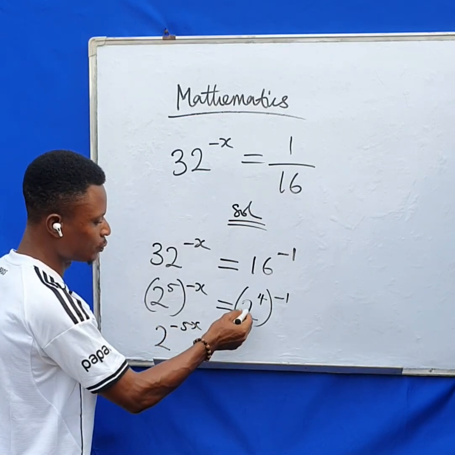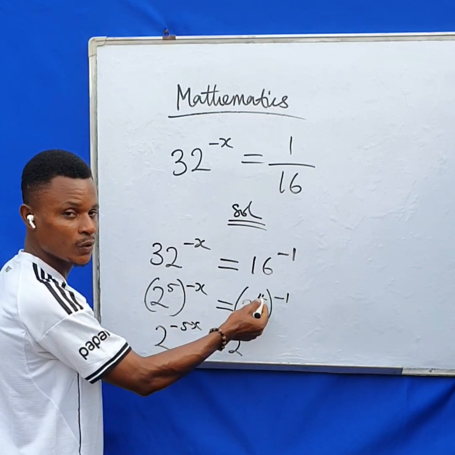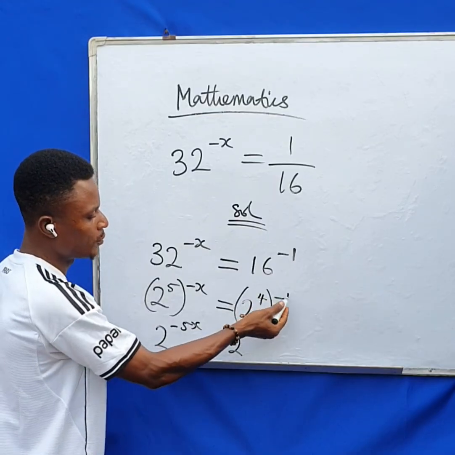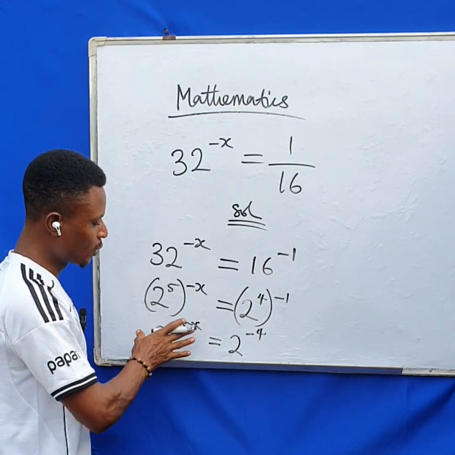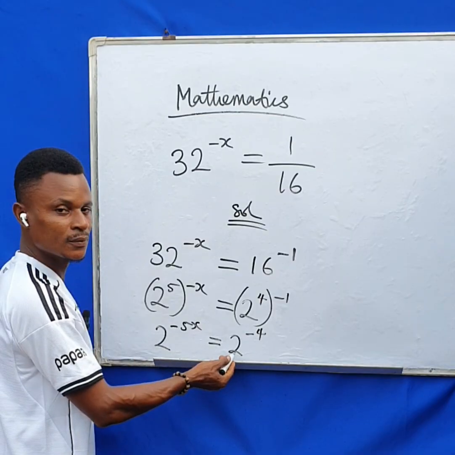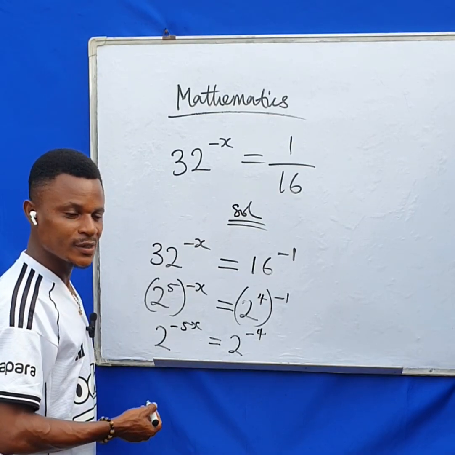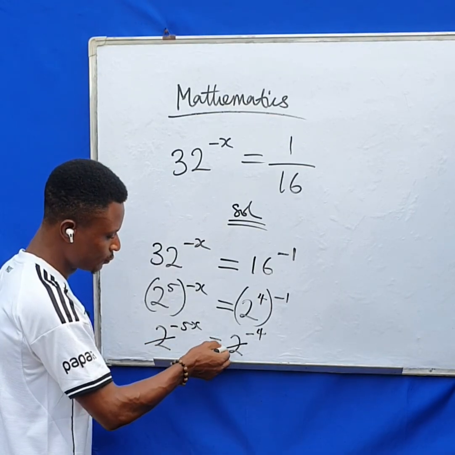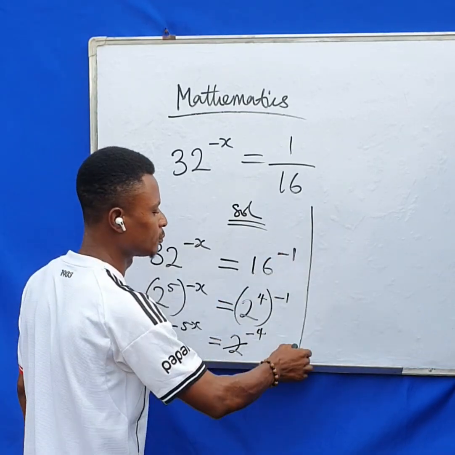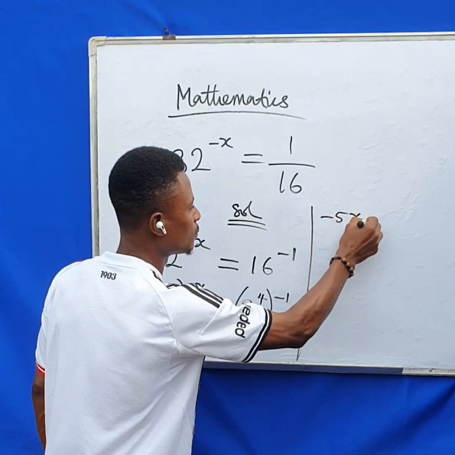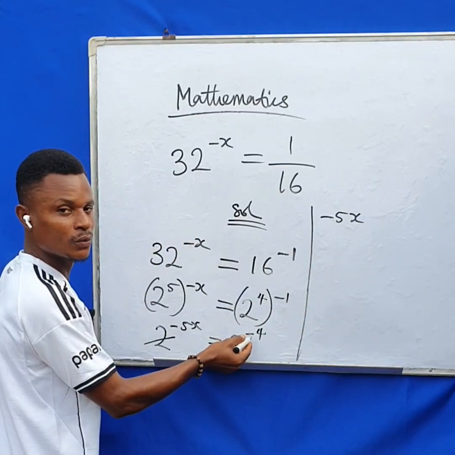Then equal to these 2. We do the same thing here. We are going to multiply both powers. 4 times negative 1 will give us negative 4. If you look at this, you can see that the bases are the same. Because they are the same, they will cancel. And we are left with negative 5x equal to negative 4.